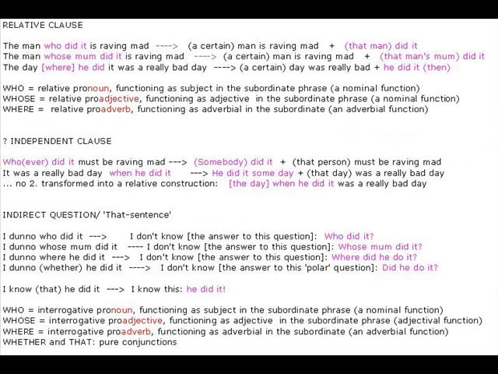The third group has three subgroups. Two of those are indirect questions. There are indirect questions with a question word, on U or H. Who did it? Whose mom did it? Where did he do it? When? And so on. The second group is derived from questions of the polar kind, where you can say yes or no. Did he do it? And you can use whether, or you can use if. I don't know whether he did it. I don't know if he did it.